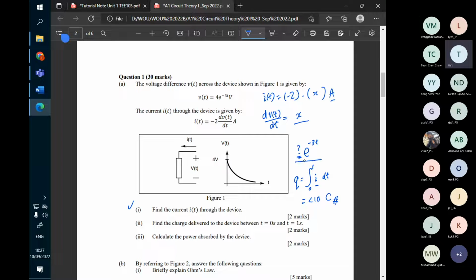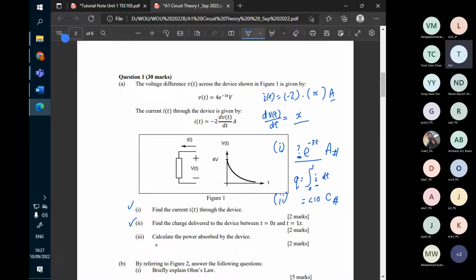And this is the answer for part 1: something E to the minus 3t ampere. The answer for part 2 here is less than 10 coulomb. If you can calculate something less than 10, most likely you are correct. If you calculate something like more than 10 coulomb, probably you are wrong somewhere.